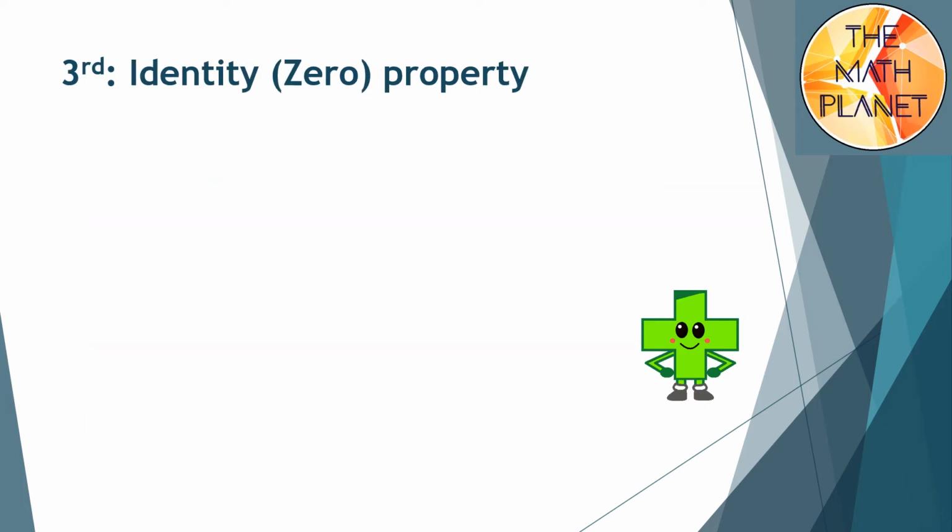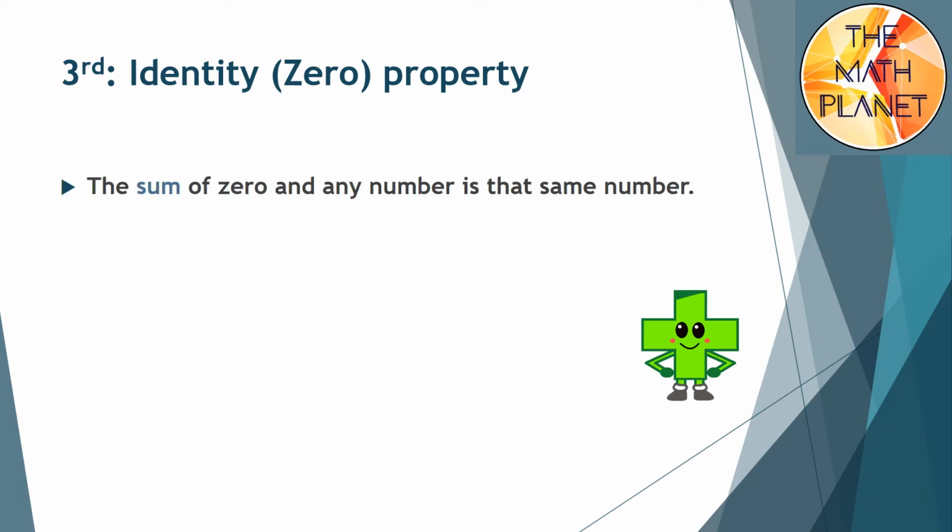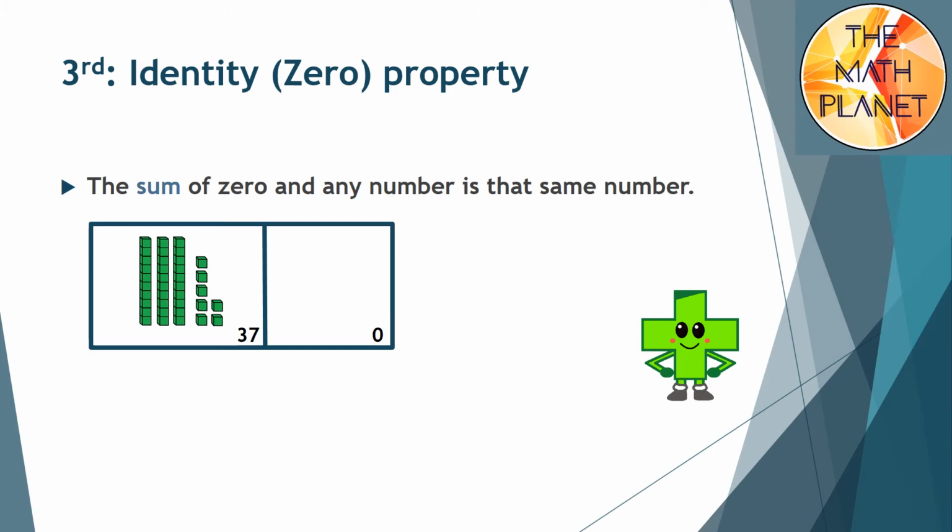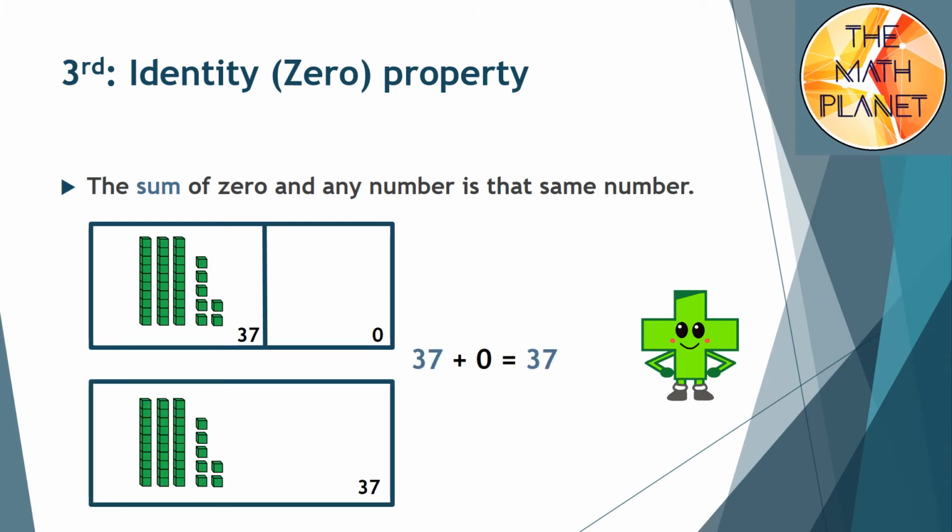Finally, we have the identity or zero property. It states that the sum of 0 and any number is that same number. For example, 37 plus 0 equals 37. So, if you have any addend that is 0, you can completely ignore it because it will not affect the sum.